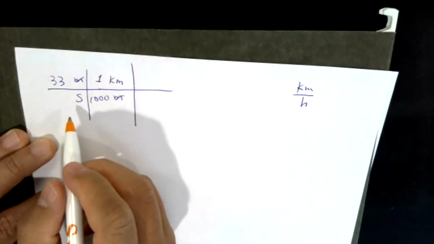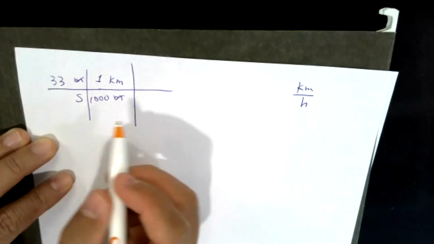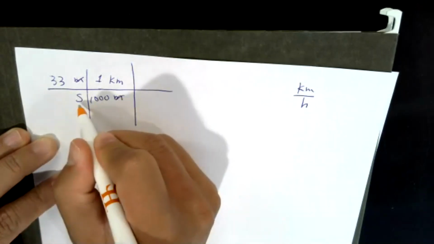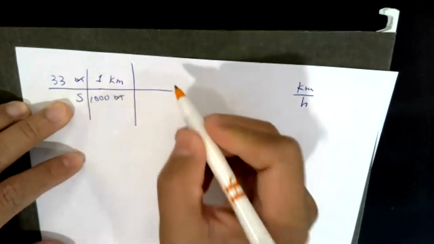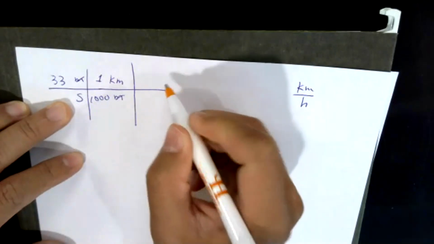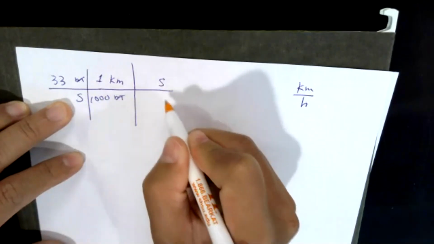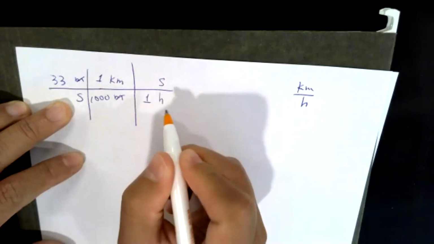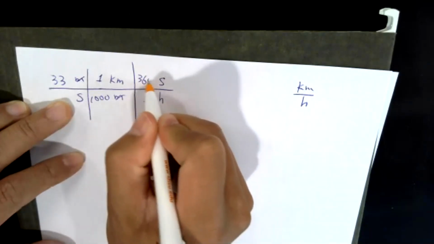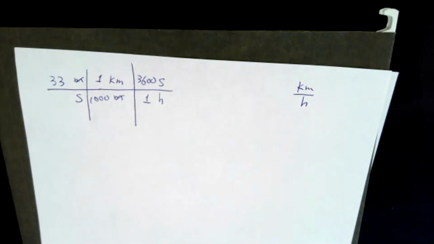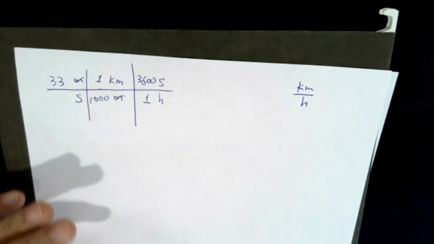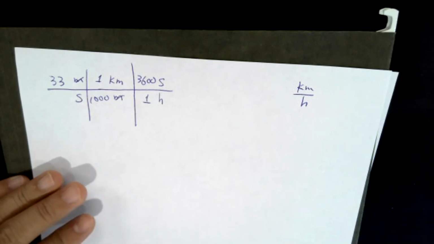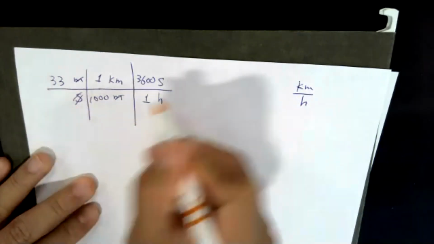Now you want to convert seconds into hours. Seconds is in the denominator here, so you want to put the conversion factor that has seconds on the top and hours at the bottom. When you look it up, you figure that in 1 hour there's 3,600 seconds. There's 60 minutes in 1 hour, and then 60 seconds in each minute, so you end up with 3,600 seconds. Then you cancel out the seconds there.